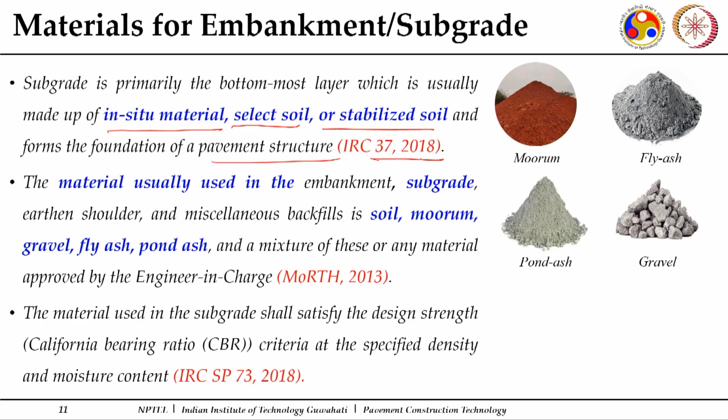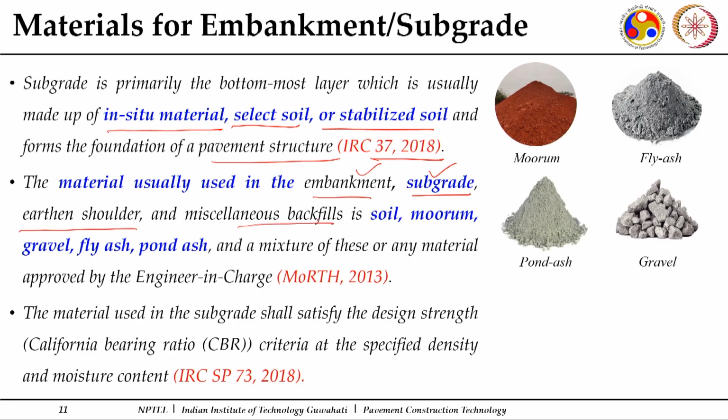So, this is the requirement of IRC 37. The material used in the embankment or in the subgrade or in the earthen shoulders. As I mentioned, we have paved shoulders, which have more or less similar composition as the main carriageway. Then earthen shoulders are there. So, in your earthen shoulders or in your embankment or in your subgrade, the materials used are more or less quite similar.